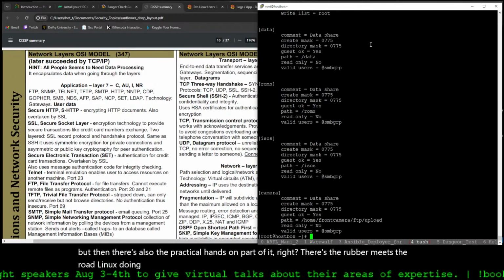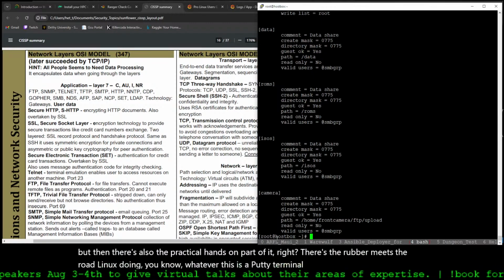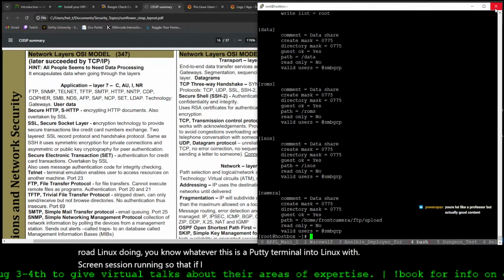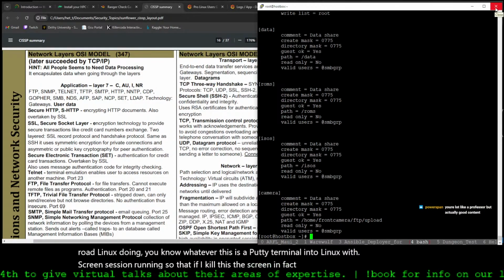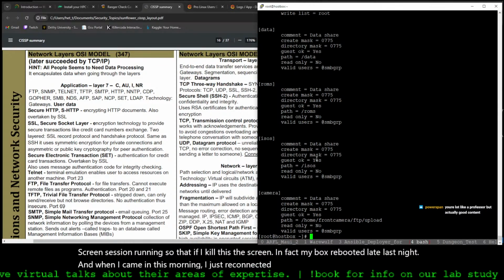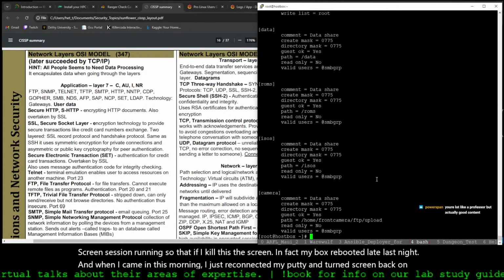This is a PuTTY terminal into Linux with a screen session running so that if I kill the screen, in fact, my box rebooted late last night, and when I came in this morning, I just reconnected my PuTTY and turned screen back on, and everything was up.